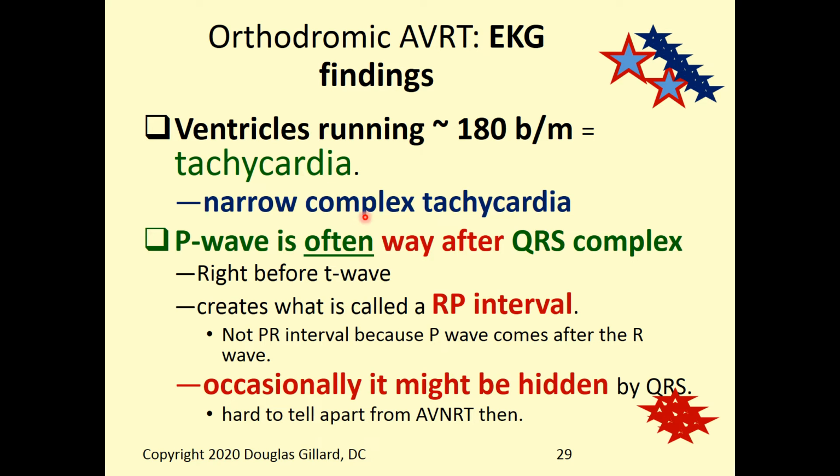It's called a narrow complex tachycardia, so the QRS complex is not going to be 3 or 4 little boxes long. The P wave often comes after. It could come way after the QRS complex. It doesn't have to. One author I was reading last night says it's really hard to tell the difference between orthodromic AVRT, junctional tachycardia, and even AVNRT. They can all look very similar.